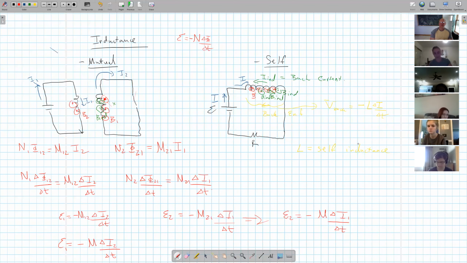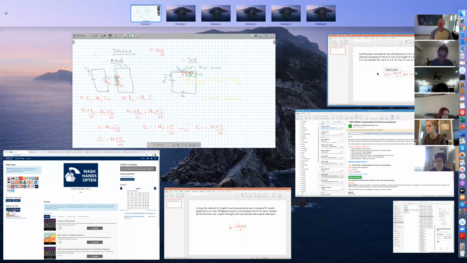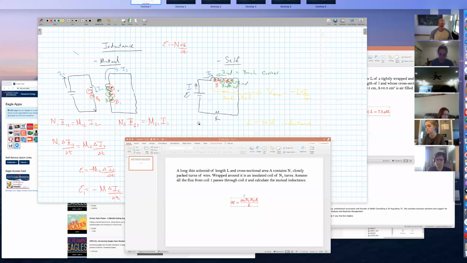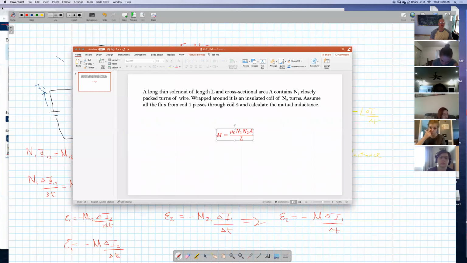Okay, so let's do an example of mutual inductance. We have a long, thin solenoid of length L and cross-sectional area A that contains N1 closely packed turns of wire. Wrapped around it is an insulating coil of N2 turns. Assume all the flux from coil 1 passes through coil 2, and calculate the mutual inductance.